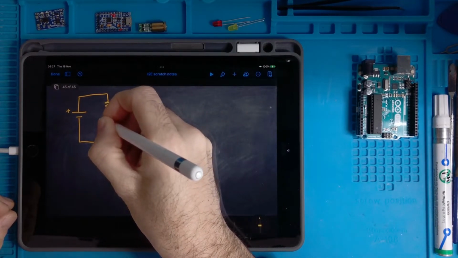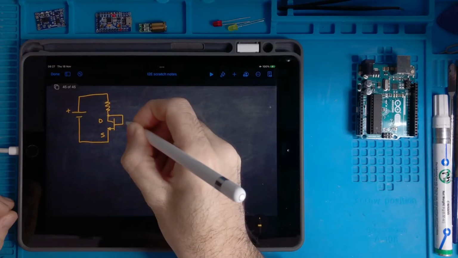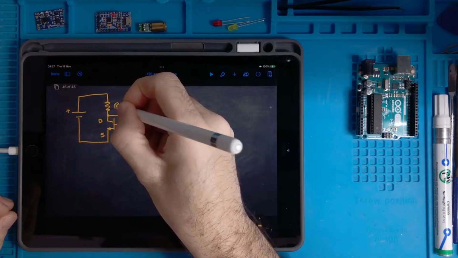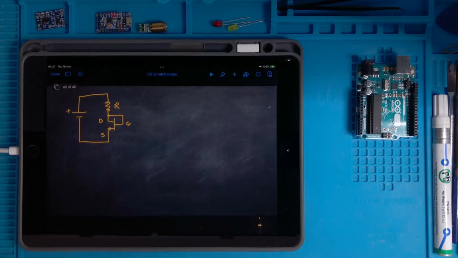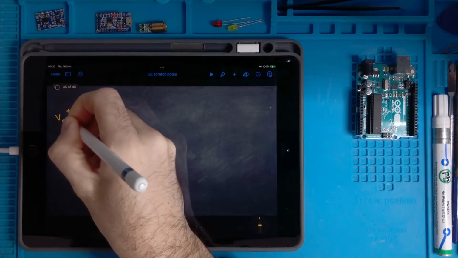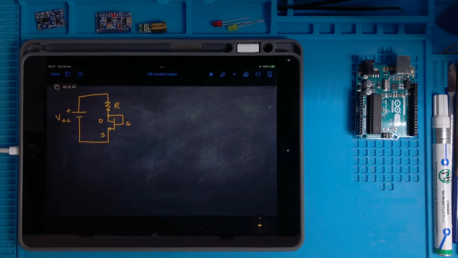So here we have the drain, the source and the gate, and here we have a resistor. So we call this battery VCC. It's a historical term. I believe that it stands for voltage continuous current, because usually when you see this VCC symbol, it means that it's attached to a source of constant voltage, not the sinusoidal voltage, for instance.